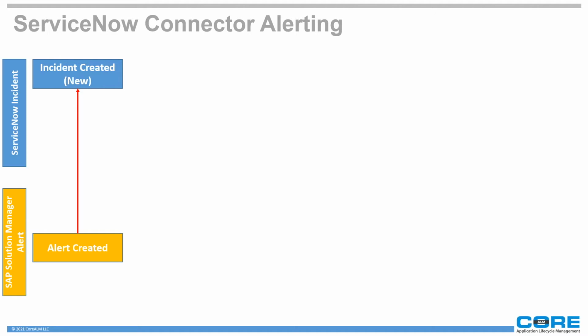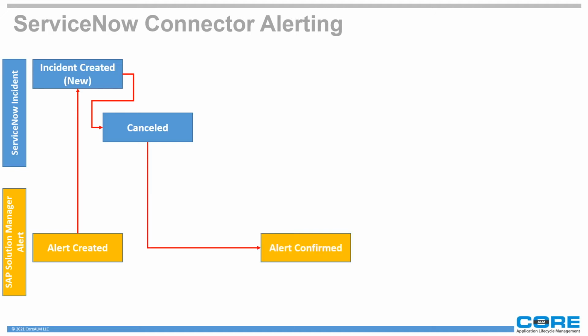So in this case, an incident is created, and a user can go in and immediately has the option of canceling that request or incident in ServiceNow. If they do cancel it, the alert in Solution Manager is going to be confirmed automatically. All of this happens behind the scenes. The alert is confirmed in Solution Manager, and there's nothing to worry about. However, if the issue still persists, obviously a new alert will be created once it's been confirmed.